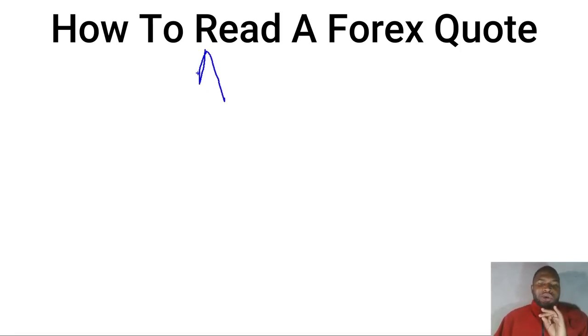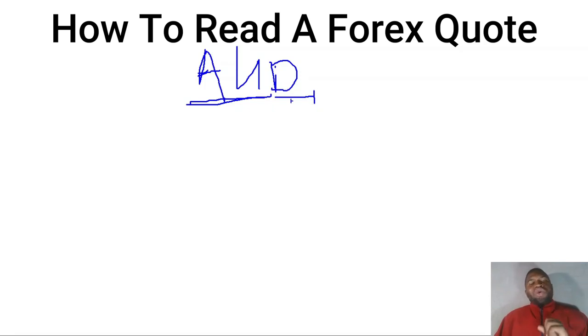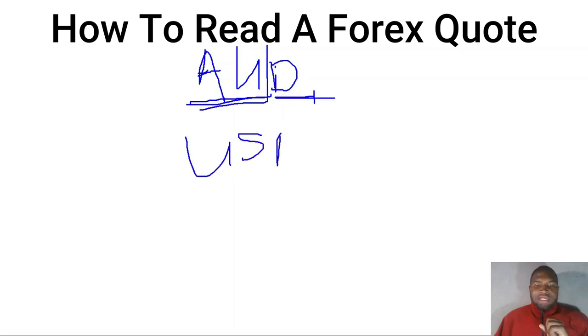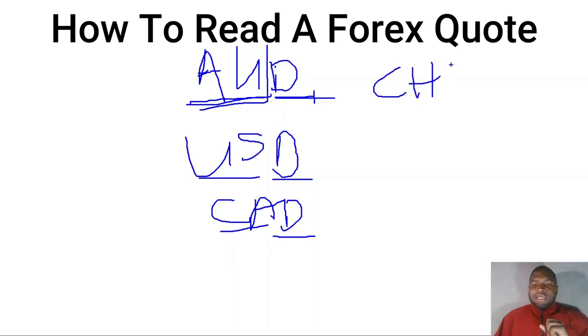For example, the Australian dollar you will find written as AUD. The first 2 letters represent the country the currency belongs to, in this case Australia, and the last one represents how it is called out. So we say the Australian dollar. We also have USD, the United States dollar. We also have the CAD, the Canadian dollar. We also have the CHF, the Swiss franc.